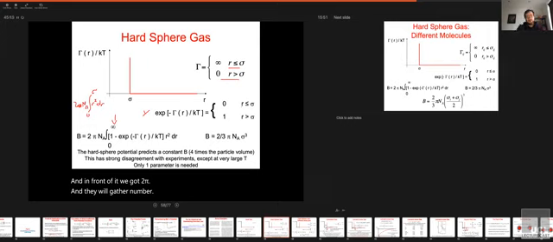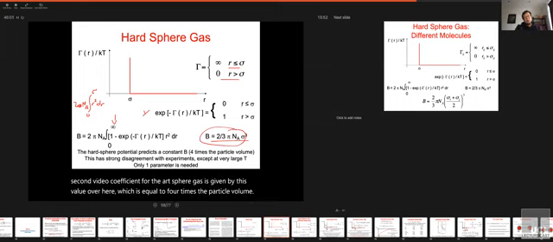All right? And if we solve that integral, what we find is that the second Virial coefficient for the hard sphere gas is given by this value over here, which is equal to 4 times the particle volume. Notice it's very simple, so it's useful. It tells us something about the size of the particles. If we compare this value to experiments, we see that it doesn't change with temperature. It's always a constant. But in reality, experimental data tells us that B changes with temperature. So it's not really a very good representation of reality.